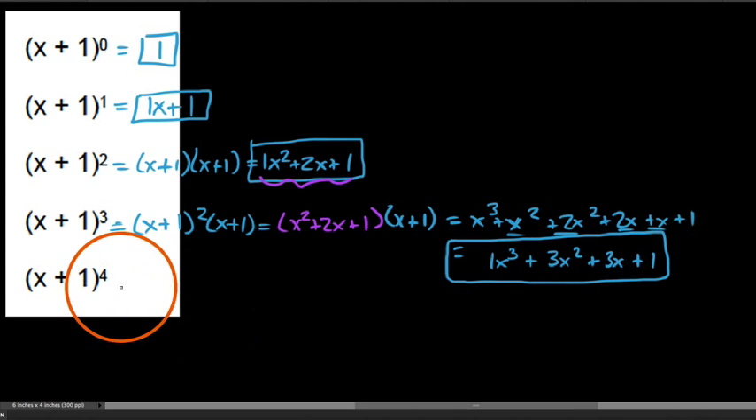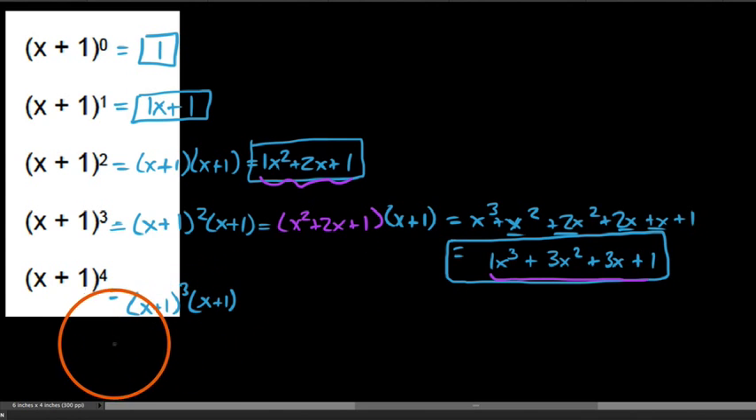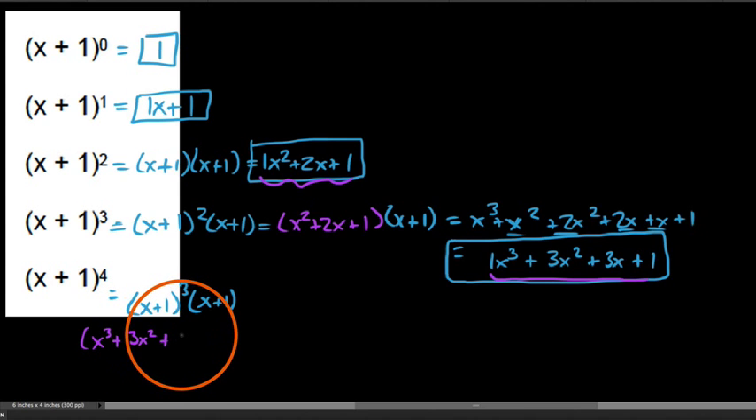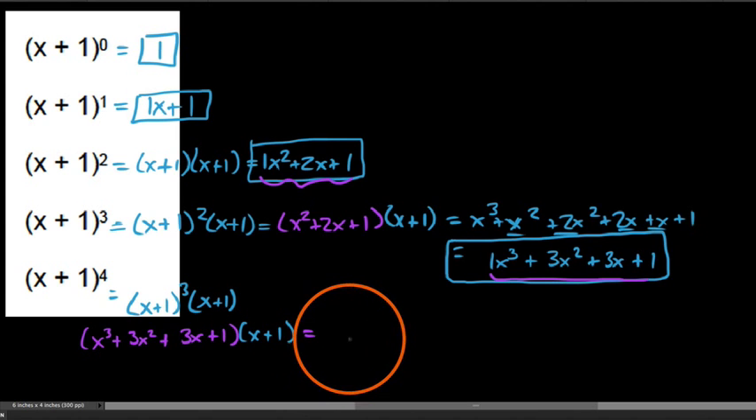That was already something I don't like to do. So as an exercise, let's go ahead and do this. We're going to write this as x plus 1 to the third times another x plus 1. We're going to take all of this that we just did, x plus 1 to the third, and substitute that in. So we had x cubed plus 3x squared plus 3x to the first plus 1, all of that times another x plus 1. This will be the final one that we look at here. We're going to be discussing a pattern if we see any.